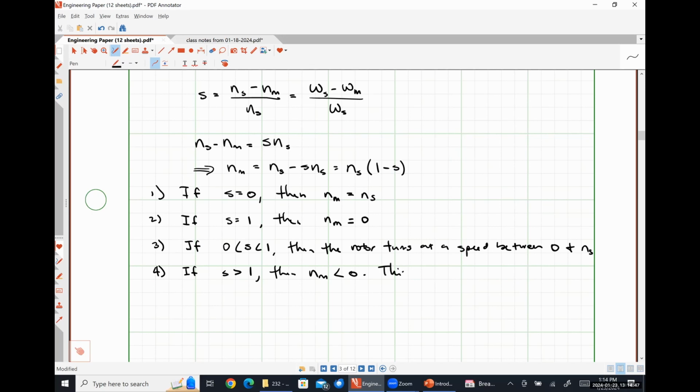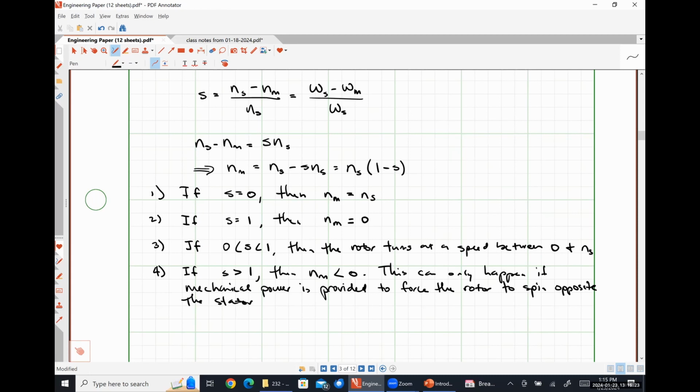So this can only happen if mechanical power is provided to force the rotor to spin opposite the stator field. The rotor will develop a braking torque that forces the motor to stop.